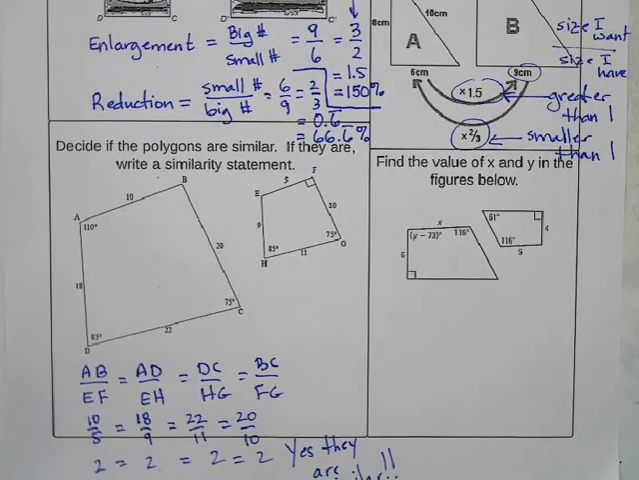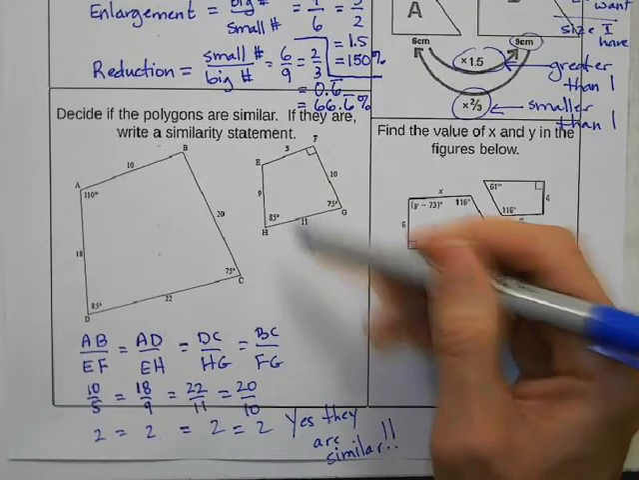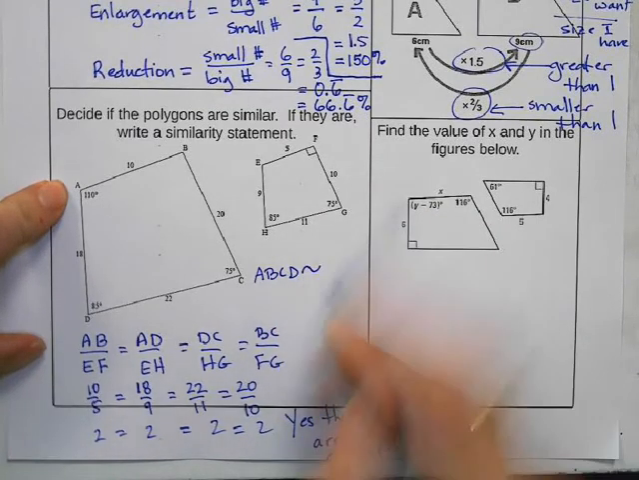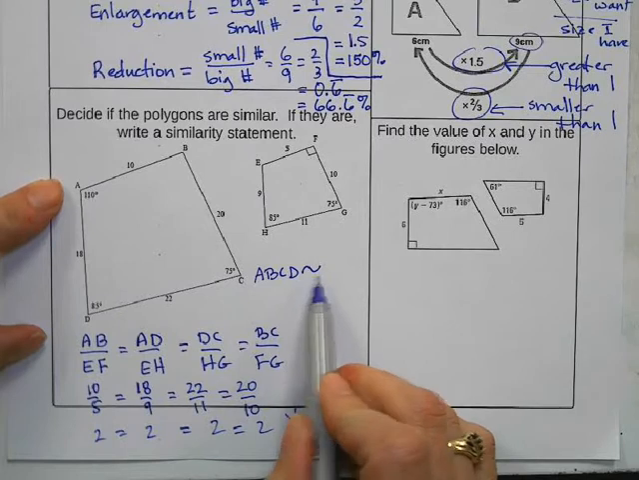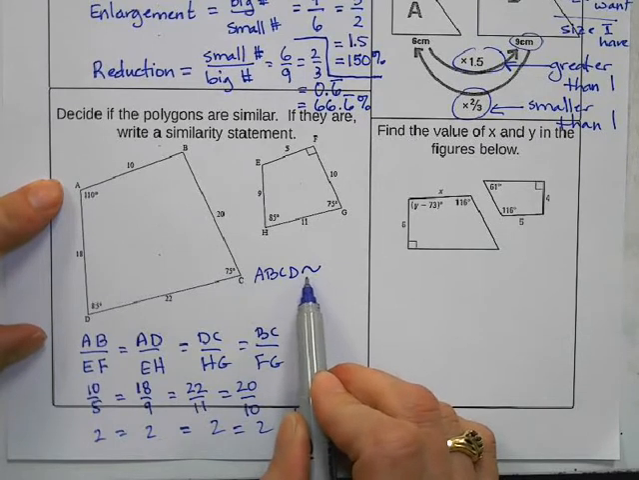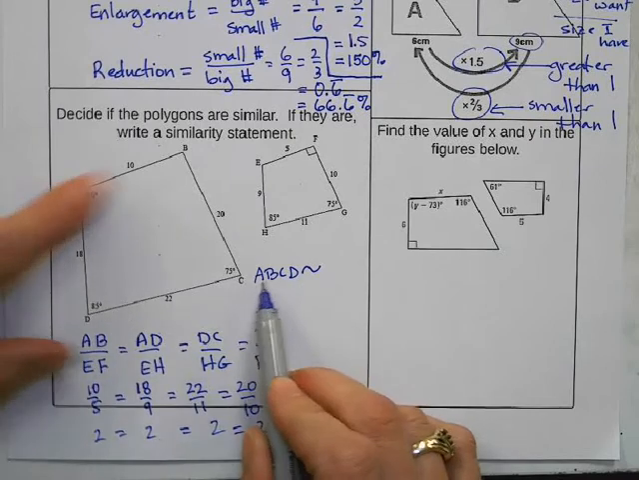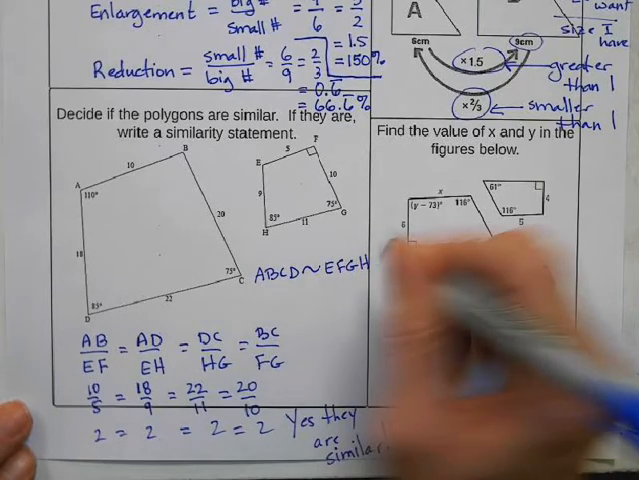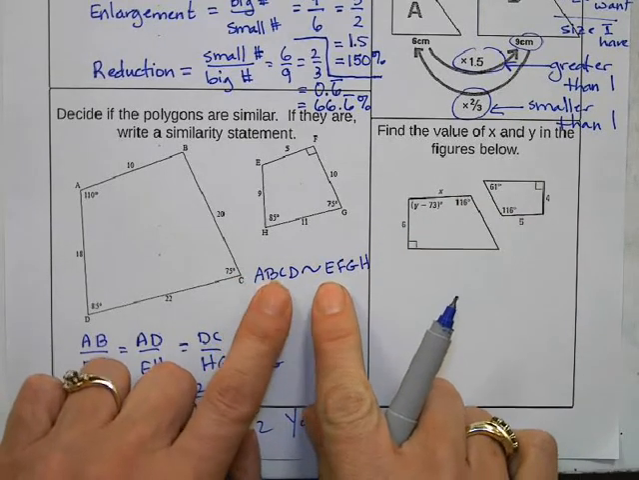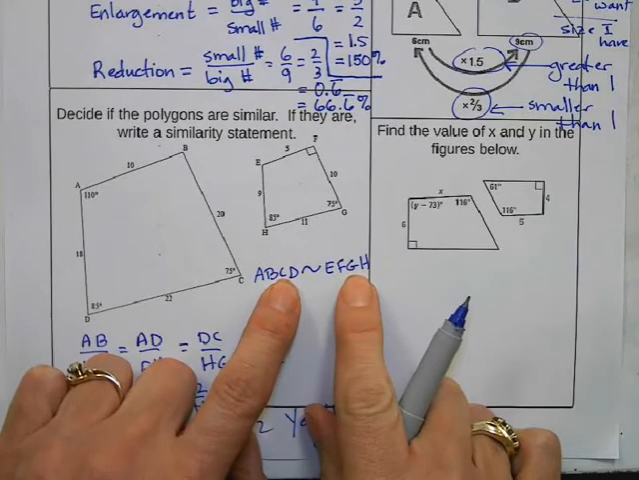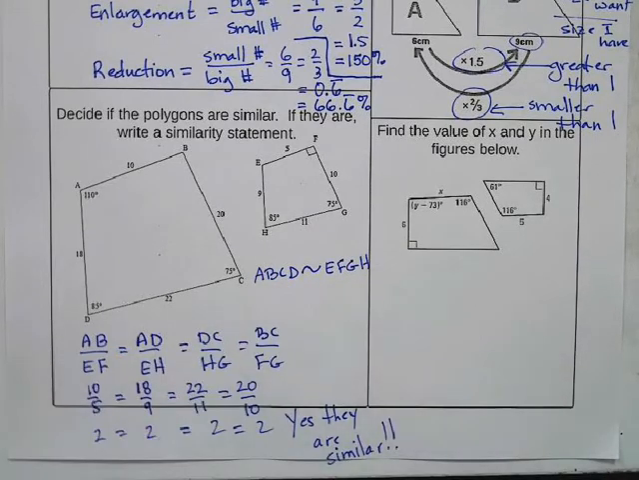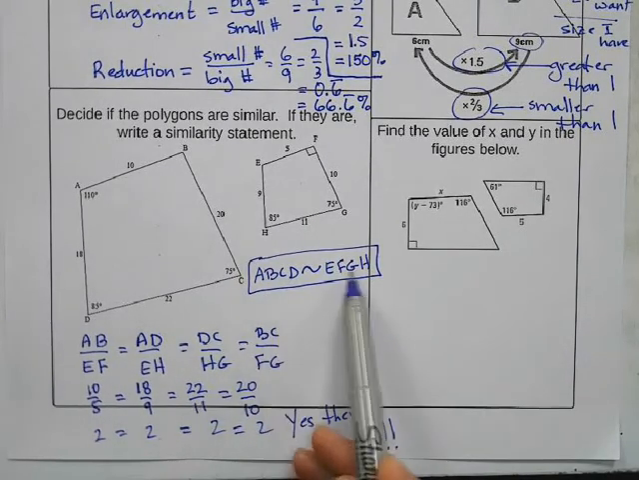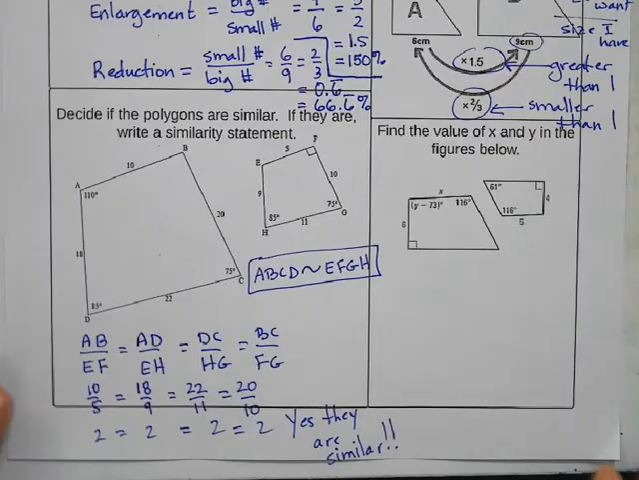Now, since they're similar, I can write a similarity statement, and so what I would say is ABCD is similar. And notice the similar statement doesn't have an equals under it. Don't make it congruent. Make it similar. ABCD is similar to EFGH, because the A goes with the E, the B goes with the F, the C goes with the G, and the D goes with the H. All right, so here's my similarity statement. That could be switched around here, but make sure you switch it around here also.